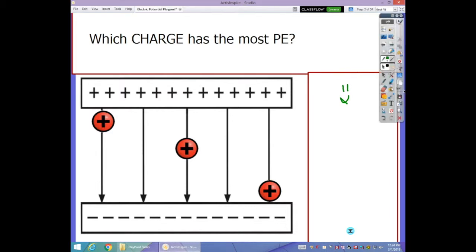Okay, so welcome to our Play Posit on electric potential. The first question I have for you is, here I have three charges in between two parallel plates. I've drawn in the electric field, and my question for you is, which charge has the most potential energy?